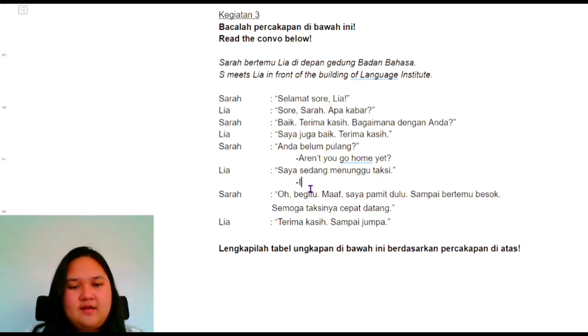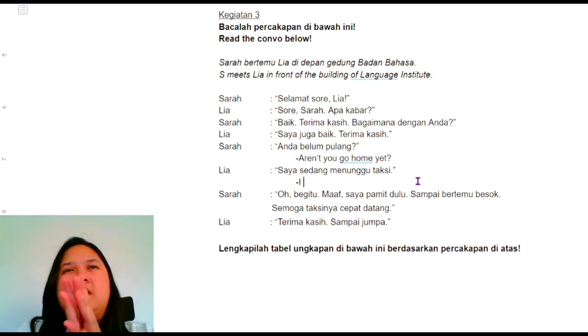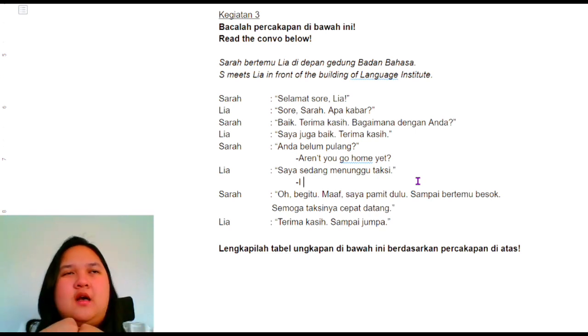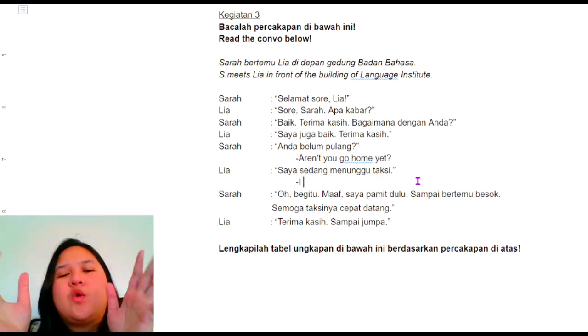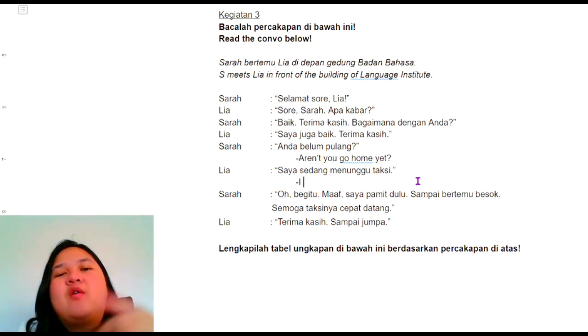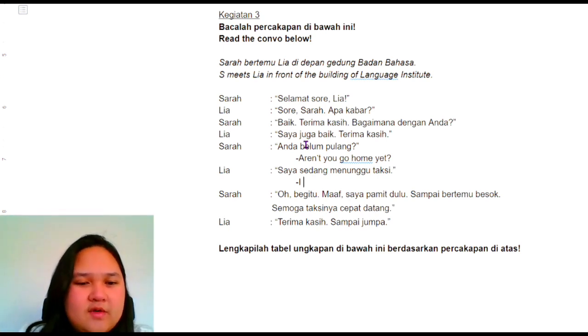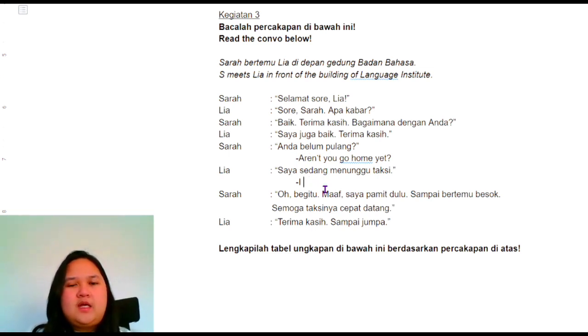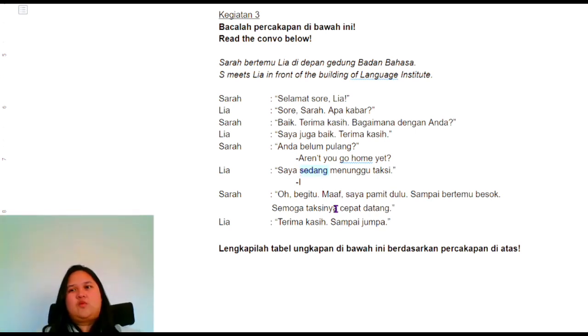Saya, I, sedang, it's an adverb to express process. So she's like right now waiting for a taxi. So it's an adverb. I don't think in English when I translate this, I wouldn't translate the sedang, but I understand the situation. It's like in the process, the progress of waiting.